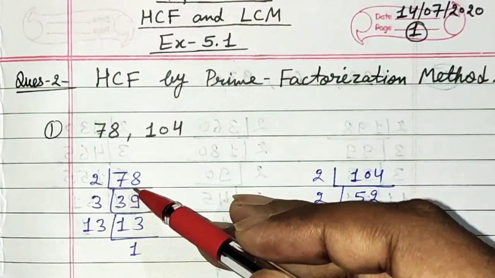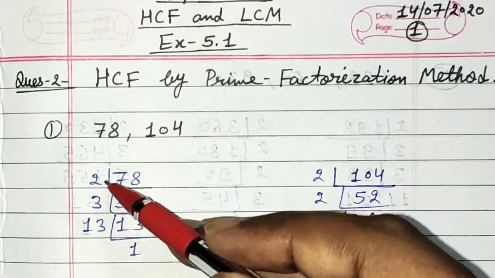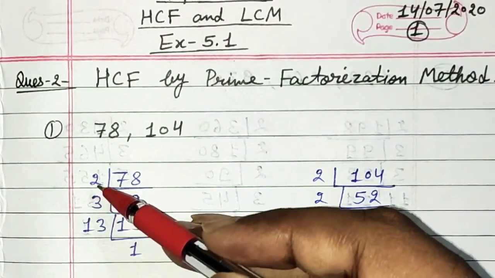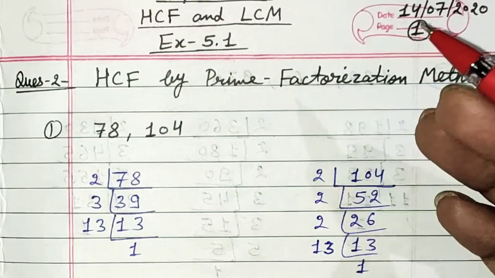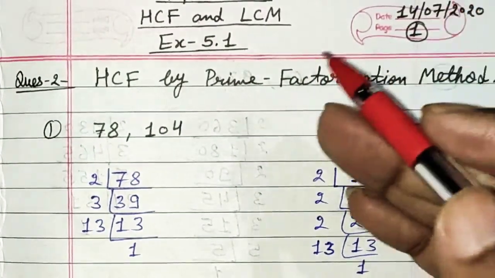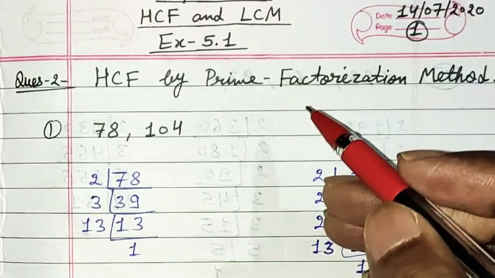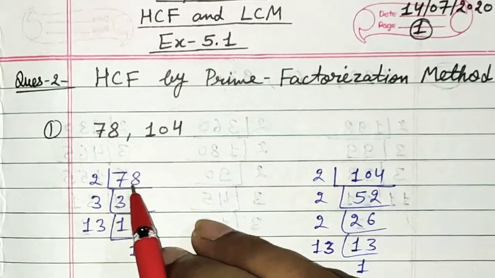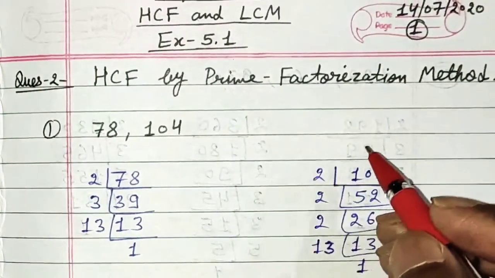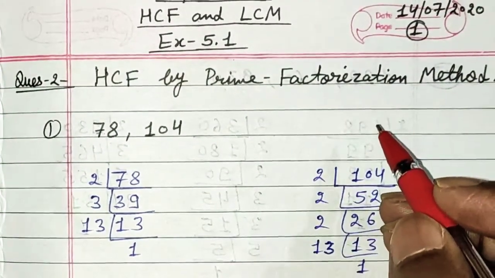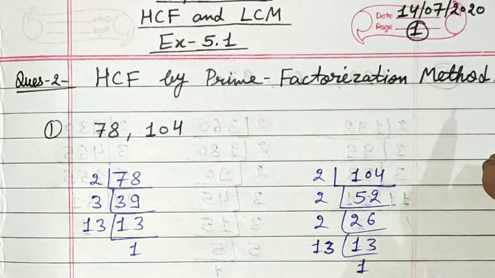So our first number is 78. You will divide 78 by 2, then you will have to move to 3. The next prime numbers will be 5, 7. You will have to check whether the number is divisible by that prime number or not, with the help of divisibility rules. No need to divide all the numbers and then find out.